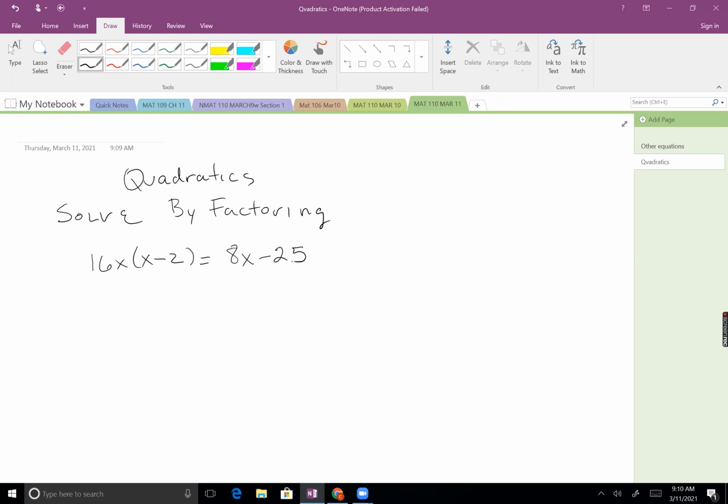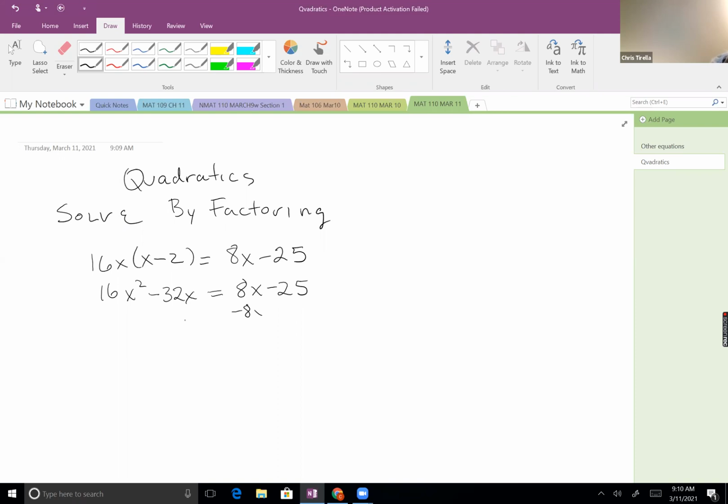Distribute. Beautiful. So that gives me 16x squared minus 32x equals 8x minus 25. Then what? Combine like terms. Well, make one side 0. We don't really have like terms on either side to combine.